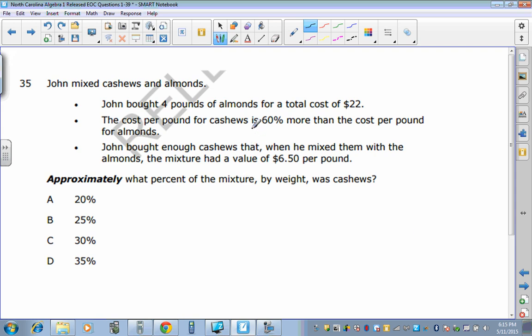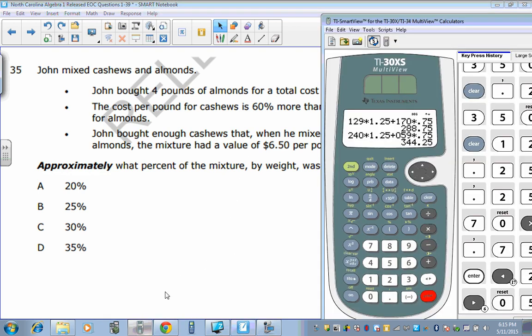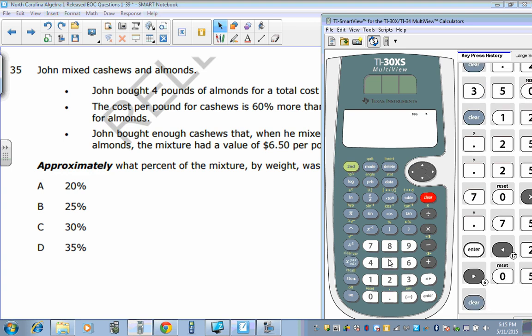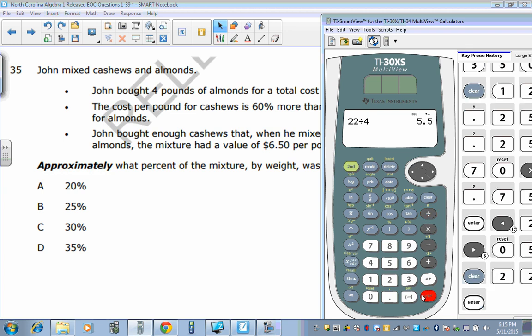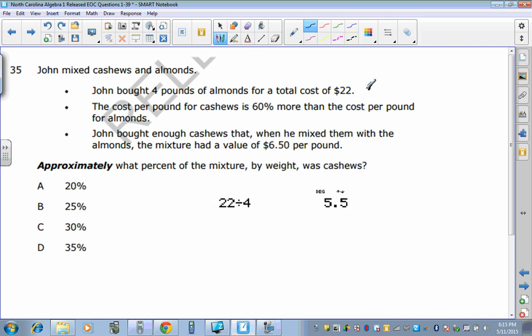Okay, let's look at this next one. John bought 4 pounds of almonds for a total cost of $22. This is all going to be about prices per pound and stuff. We might as well go ahead and find out what they're charging for those. So $22 for 4 pounds. That's $5.50 per pound. So almonds, a pound is $5.50.